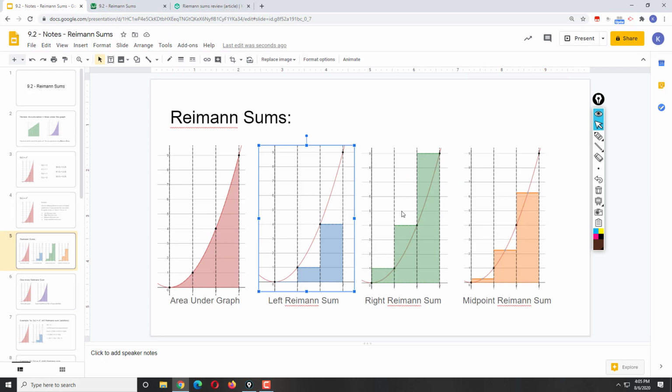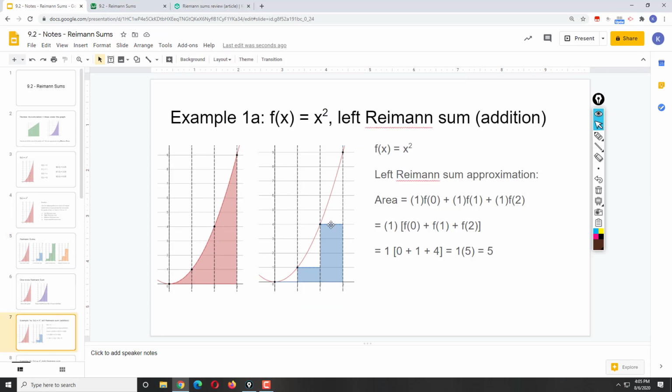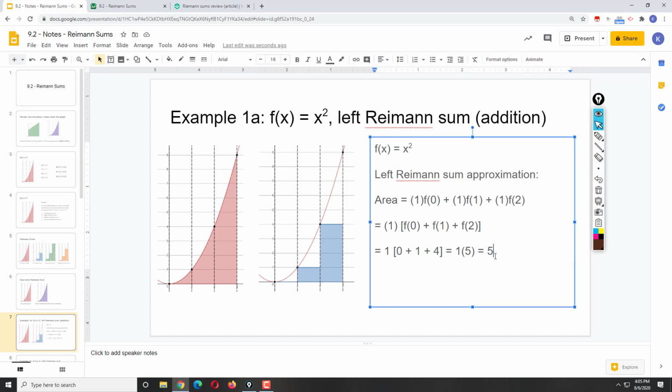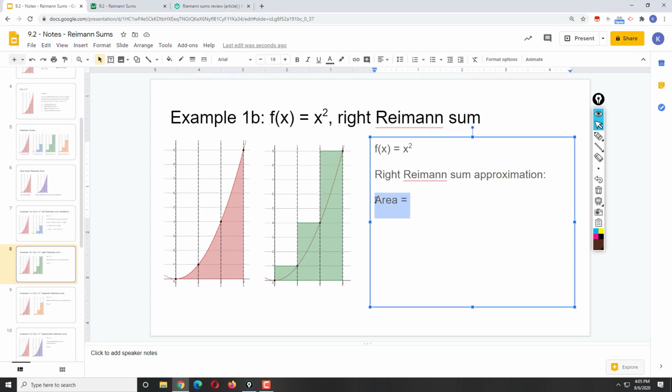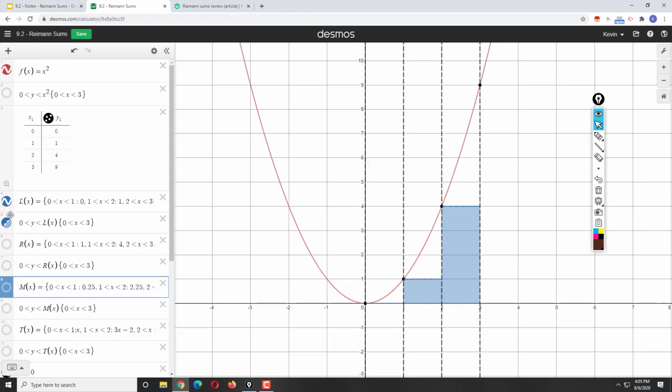Next, let's move on to the right Riemann sum. The right Riemann sum is very similar to the left Riemann sum. In fact, I'm going to copy and paste my calculations over here. What is the difference? For example, for the interval 1 to 2, for the left Riemann sum, I use f of 1. For the right Riemann sum, I use f of 2. In the interval 2 to 3, for the left Riemann sum, I use f of 2. For the right Riemann sum, I use f of 3.